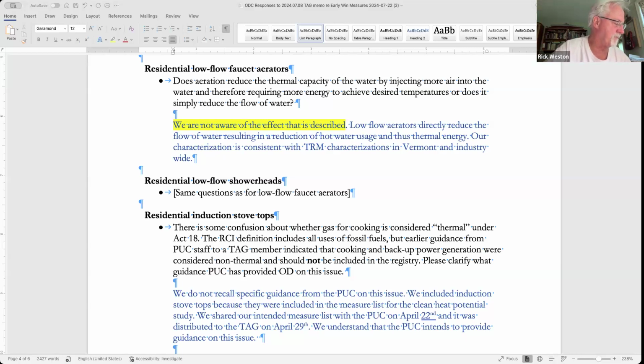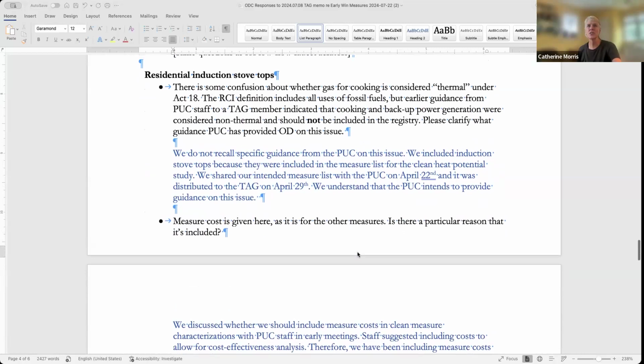Yep. All right, so we're on residential induction stovetops. My handwriting is deteriorating. Well, I'm typing, so you're saved. Oh, good. Thank you.